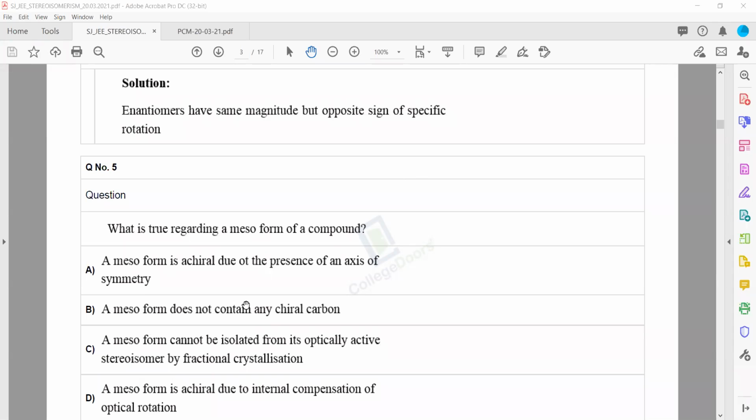What is the meaning of chiral and achiral? Chiral is something which is not having symmetry. Chiral meant an asymmetric carbon, or not having any type of symmetry. So achiral is something which is having symmetry. So a meso form is basically optically inactive due to the presence of symmetry or a plane, right? So A can also be correct, right? Yes, A can also be correct, but here look at option A: is the meso form achiral due to presence of axis of symmetry? Was it an axis of symmetry or plane of symmetry?